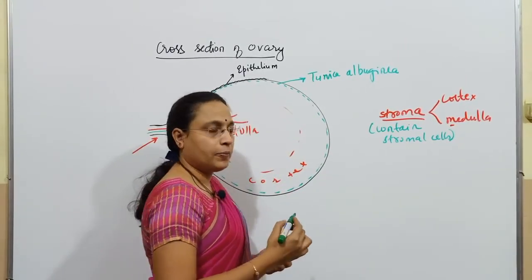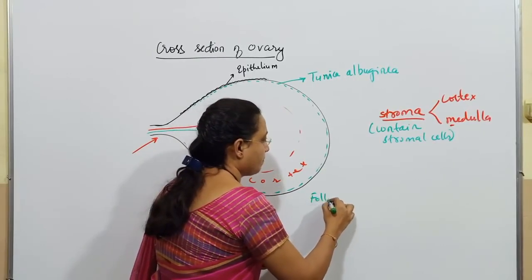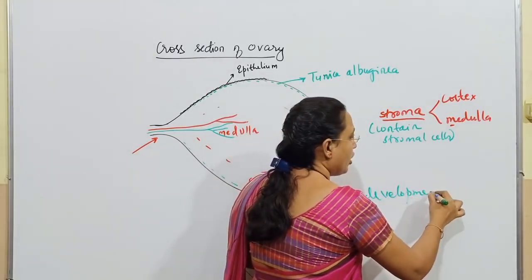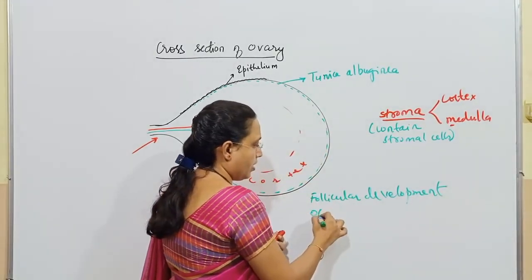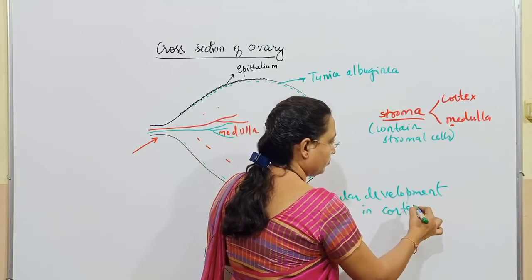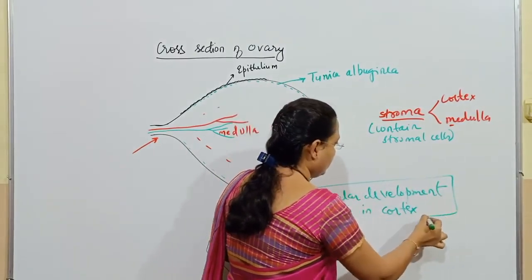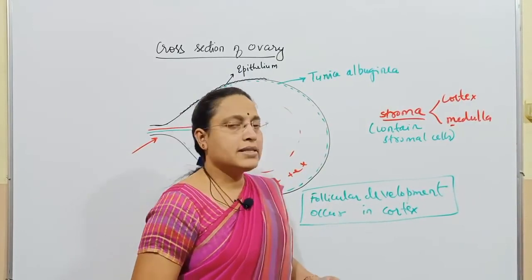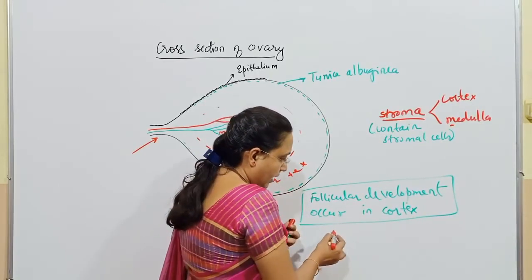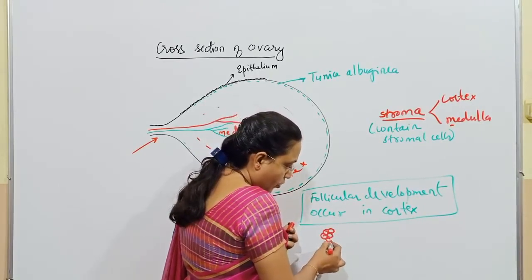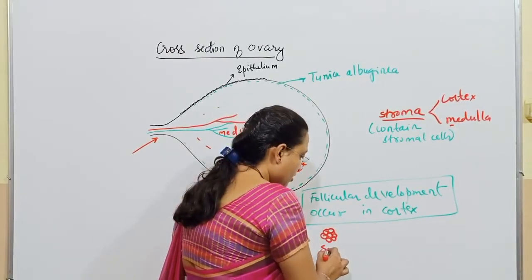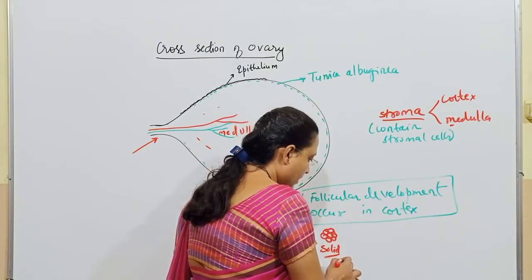Now what are follicles? You should know that follicular development will be going on in the cortex. What does it mean? Follicles are groups of cells. Now when I say it is just a group of cells like this, you can't call it a follicle. It is just a solid mass of cells.